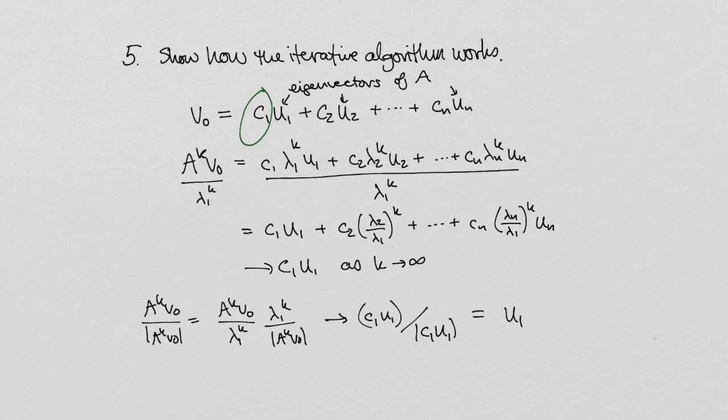We can use this idea to come up with an algorithm to find the second leading eigenvector, namely we start with a vector which is orthogonal to u1 and apply the same algorithm.